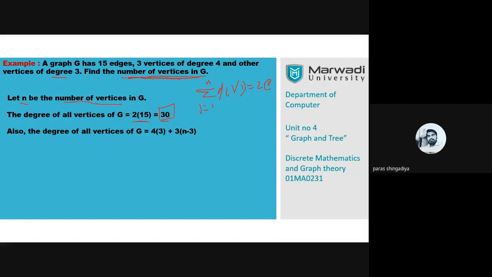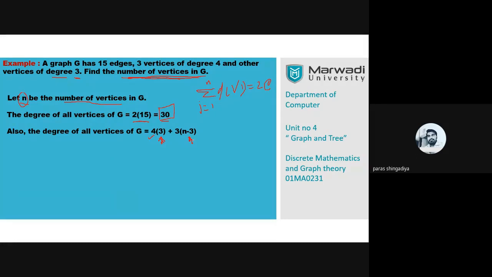So let us check that. 3 vertices of degree 4. It means we have 3 vertices in this graph with degree 4. It means 4 of 3. Clear? What is the meaning of 4 of 3? There are 3 vertices in this graph whose degree is 4. Clear? So that can be mapped as 4 of 3. And plus, there are n vertices in total, out of which we used 3 vertices here. So the remaining will be n minus 3 whose degree is 3. Clear? Remaining vertices, that is n minus 3.